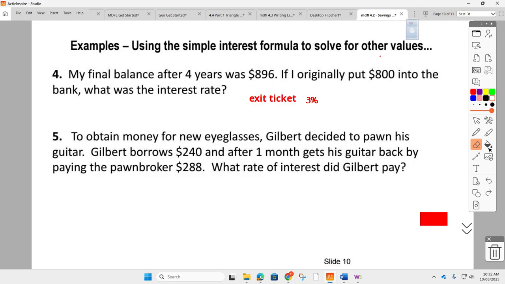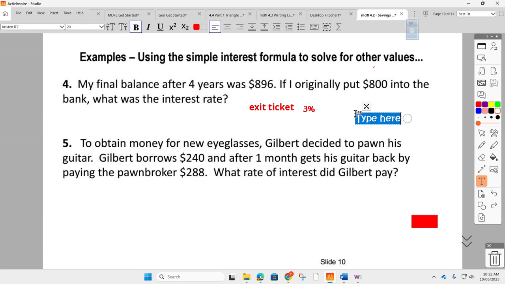So I had a bunch of people first period took 0.03, right? Because R equals 0.03, but that's not the interest rate form we're going to give it in. Does that make sense to everyone?